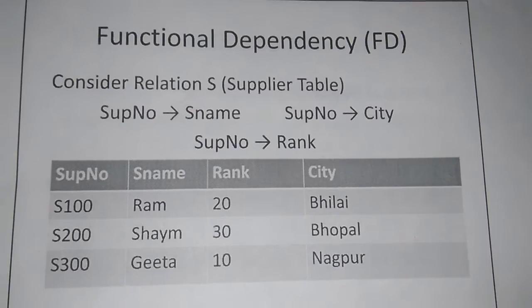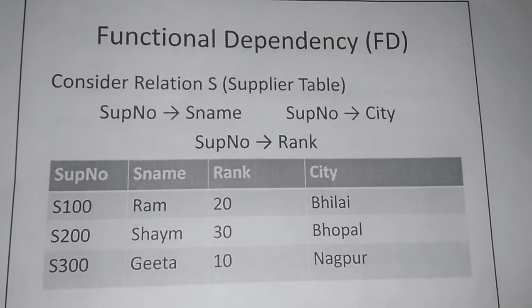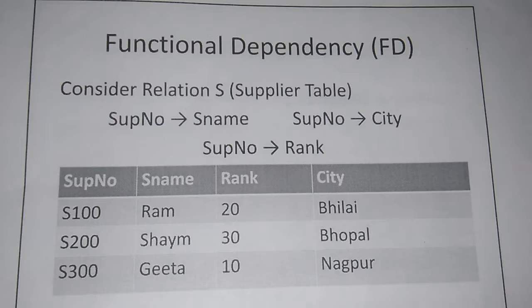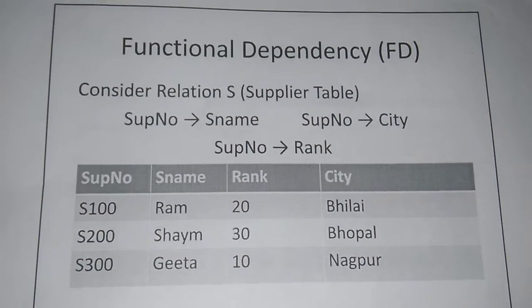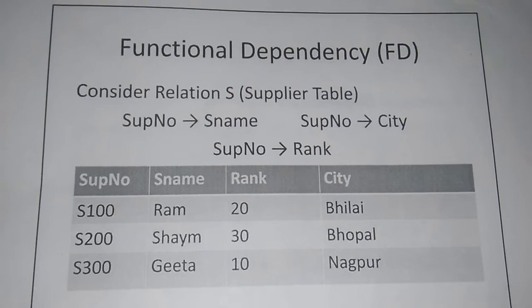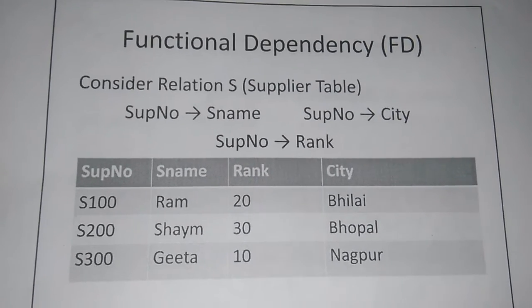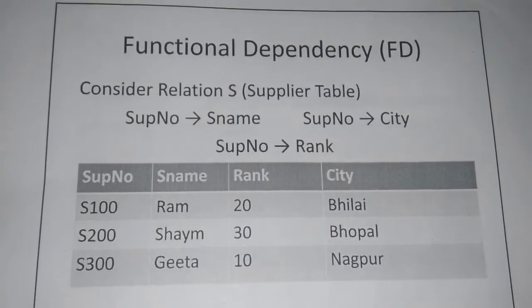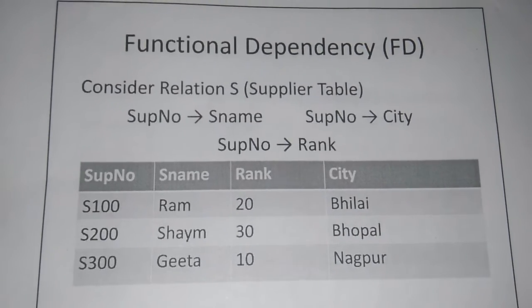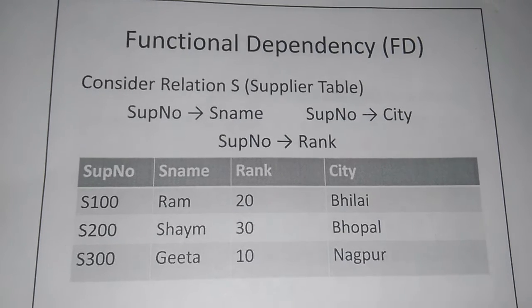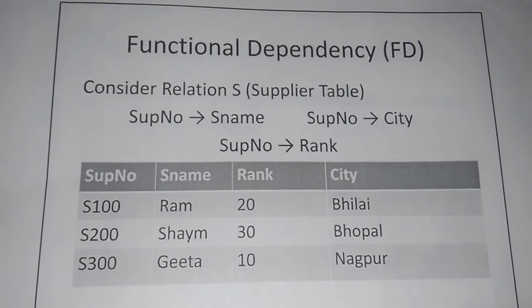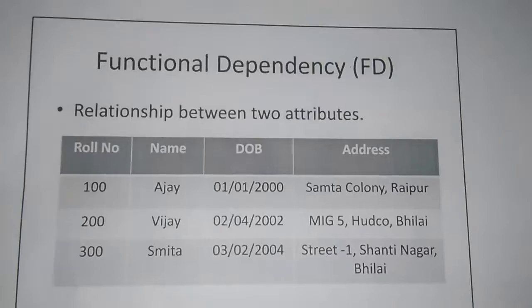Consider the relation S, that is the supplier table having SUP number, S name, rank and city. In this example, S name, rank and city attributes of relation S are each functionally dependent on attribute SUP number. Here SUP number is the determinant and S name, rank and city are dependents.